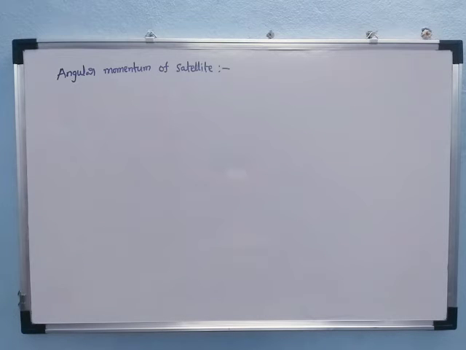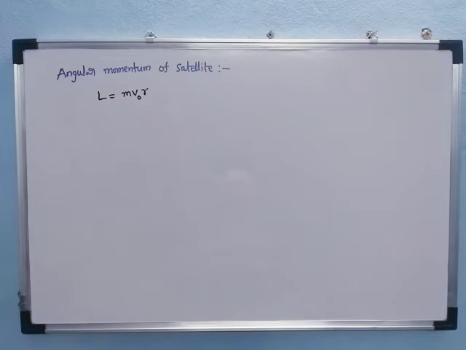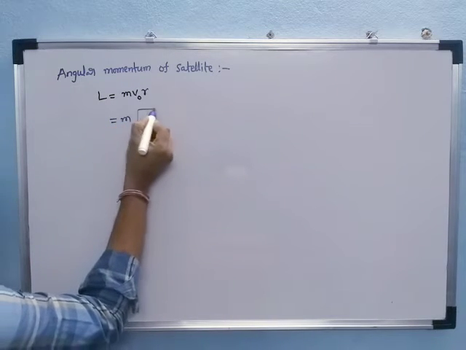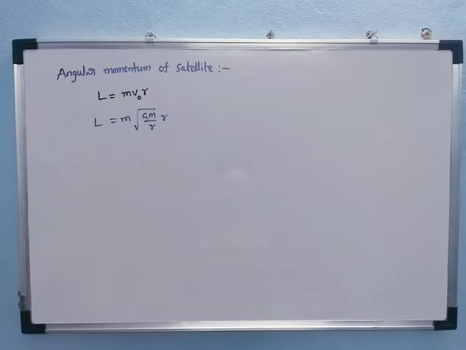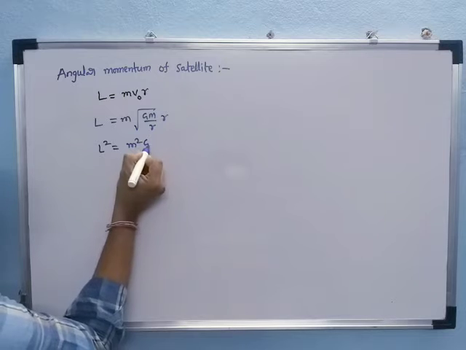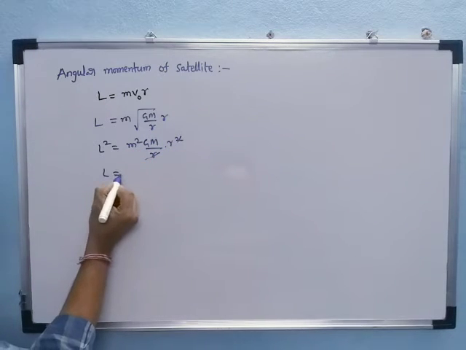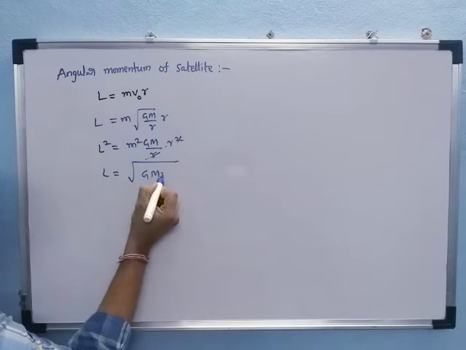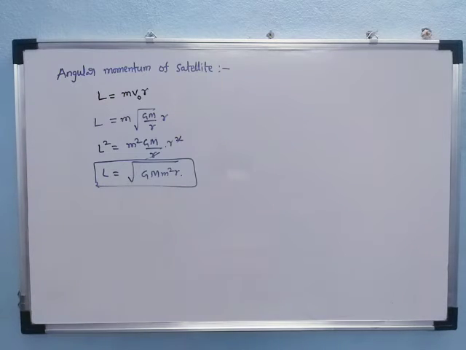Next we are discussing the angular momentum of a satellite. What is the formula for angular momentum? L is equal to m v naught into r, where v naught is the orbital velocity. Substituting, L is equal to m into under root of G M by r into r. Squaring on both sides, L square is equal to m square G capital M r square by r, and this r gets cancelled. Then L is equal to under root of G capital M small m square into r. This is the formula for the angular momentum of a satellite.